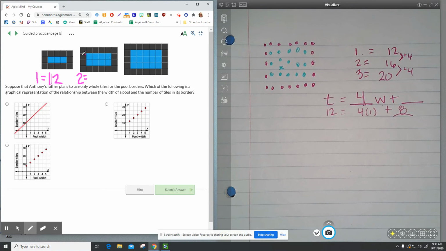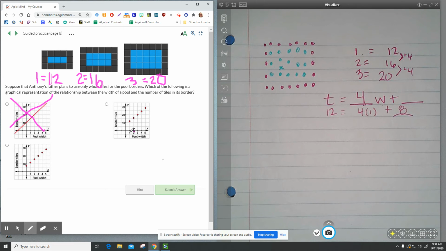If it was 2 blocks wide, it was 16 blocks total, and 3 blocks wide gave me 20. So what we need to do, we need to go down to these graphs, okay? Here, if I look at this, 1 block and take it up the side, well, that puts me smack dab between 10 and 20, which is 15. Well, that doesn't match the 12, so I'm going to cross that one off.